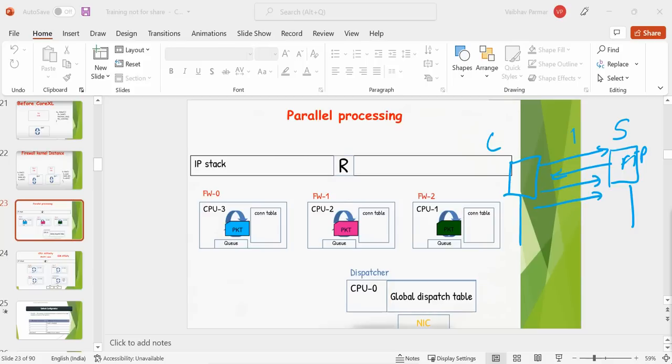So for all these four packets, for example, the first packet will hit CPU 0. Packet 1, packet 2, packet 3, packet 4 must all be handled by this CPU 0. This is what we call keeping the connection sticky, and that work is delivered by this dispatcher as well. Clear now, or any doubt here?